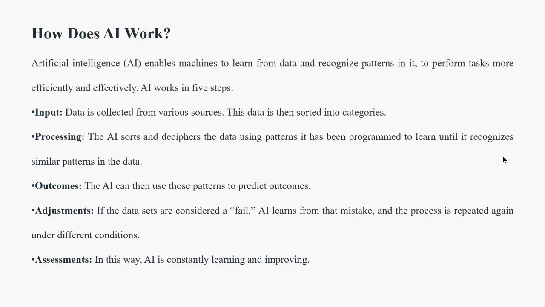Next is the outcome. According to which pattern it has derived, it predicts the outcome. Then it does some adjustments. If the data sets are considered as failed, the AI learns from its mistake. It will not repeat the same mistake again because it learns about its environment and it's going to store that pattern accordingly. Then if there is any assessment, if it can improve itself even more than what it's giving now, that also can be done with AI.